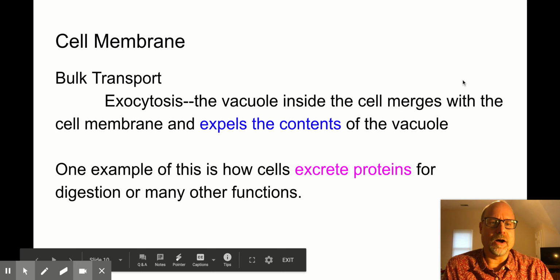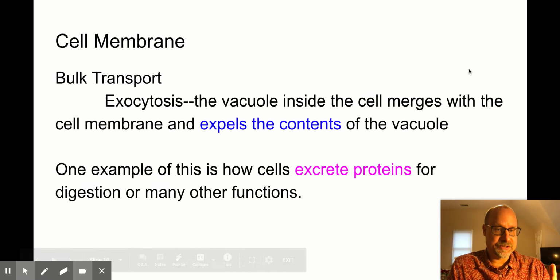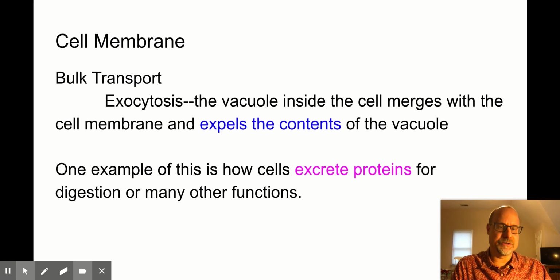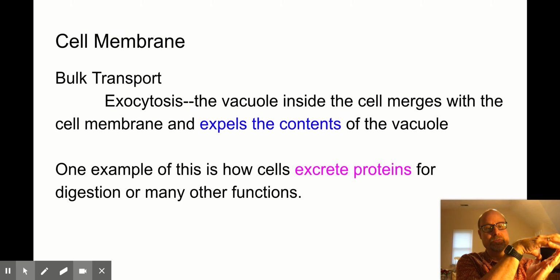The other type of bulk transport is exocytosis. So endocytosis, bring it in, exocytosis, push it out. We've already talked about this in terms of the way that a protein will be made in the cell at a ribosome. That protein will then be sent to the Golgi body where it'll be wrapped up, packaged up in that little UPS store that is the Golgi body. And then the vesicle, the package, will float to the edge of the cell, bond with the edge of the cell, and then release that protein out into the world.